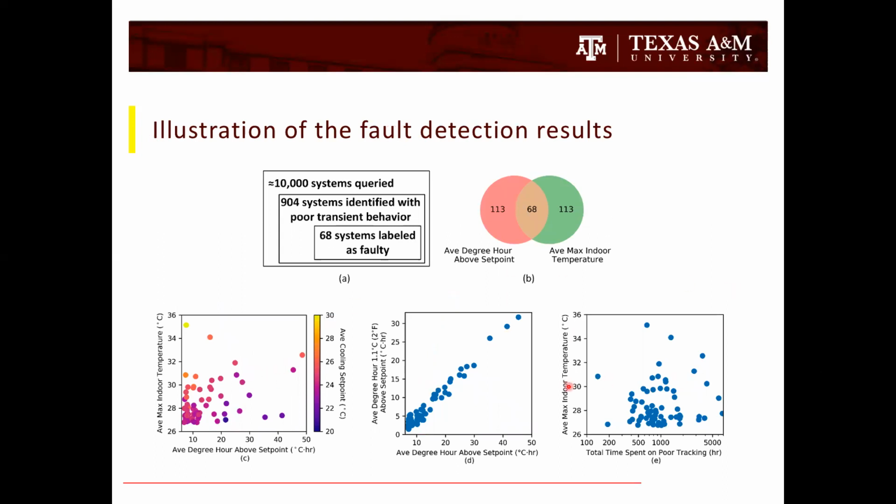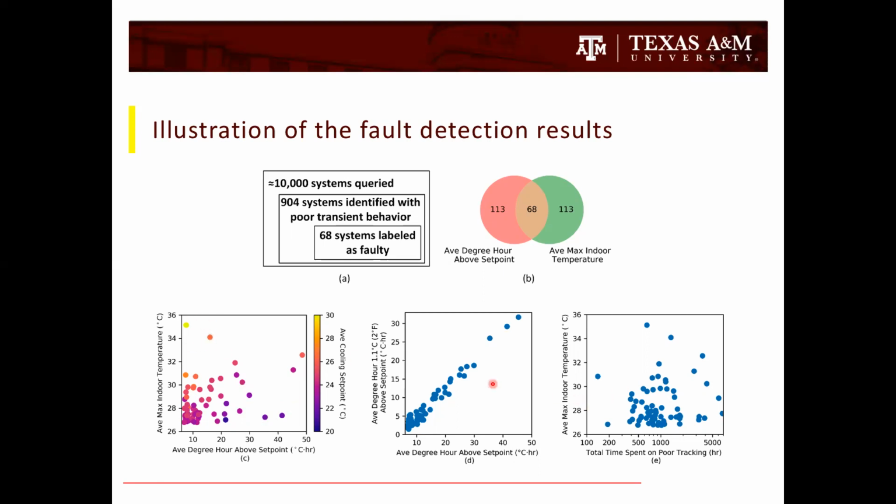The lower 3 figures show the featured values of these 68 systems. Figure C shows that in most of these homes, the indoor temperature often reaches around 29 degrees Celsius, although the cooling set point is usually set to around 23 degrees Celsius. And there are some extreme systems having very high indoor temperature and degree hour above set point.